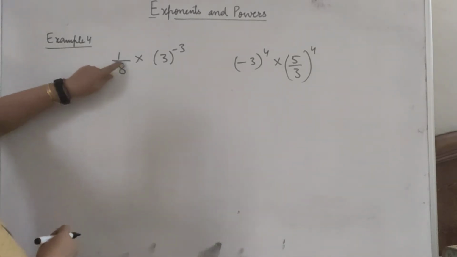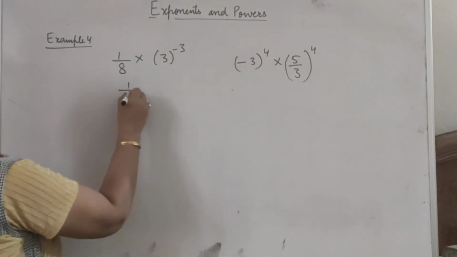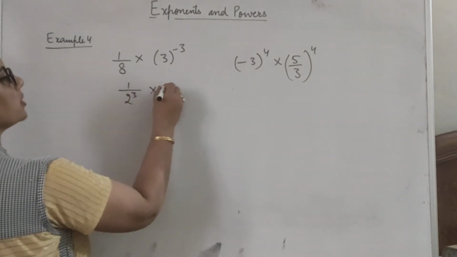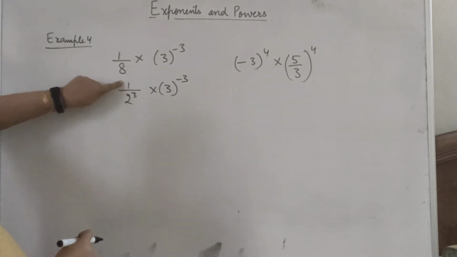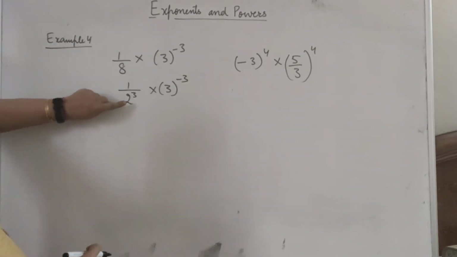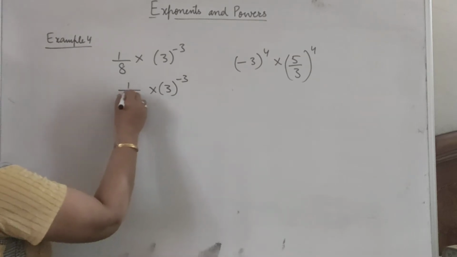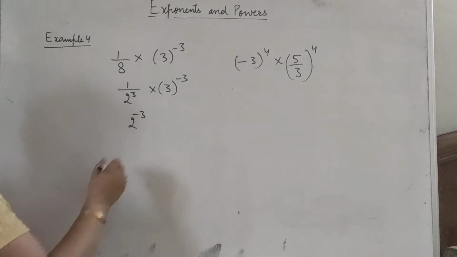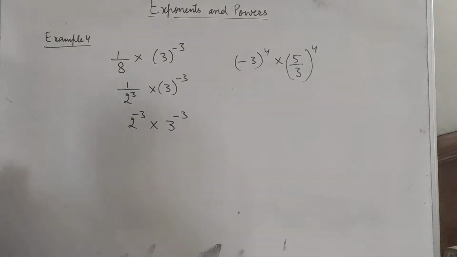See how we will solve this. This 8 we will first write in exponential form. We can write it as 2 cube: 2 into 2 into 2 is 8, that is 2 cube, and this as it is. Now we can take this exponential form upside. 2 raised to the power 3 is there, and if we take it upside it will be minus 3. And this as it is, 3 raised to the power minus 3.